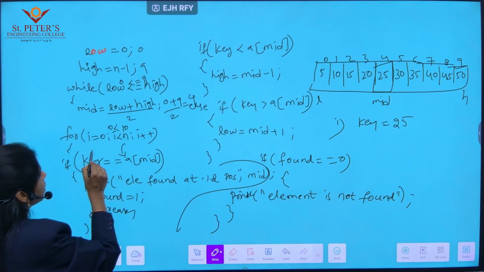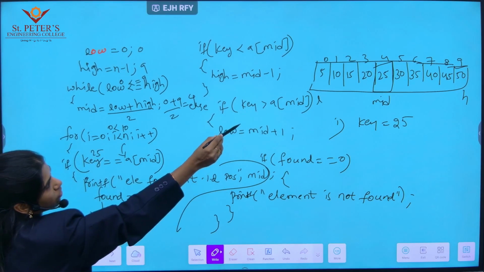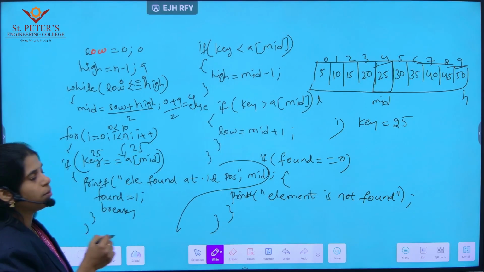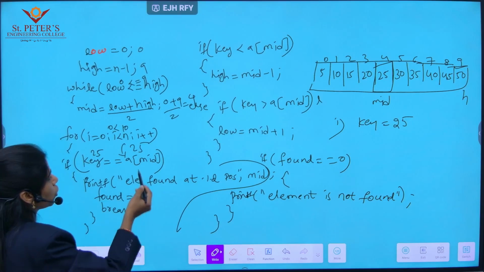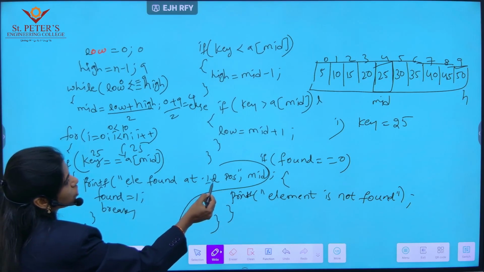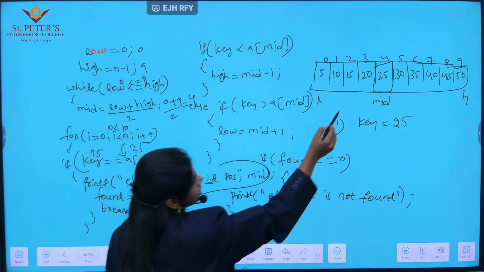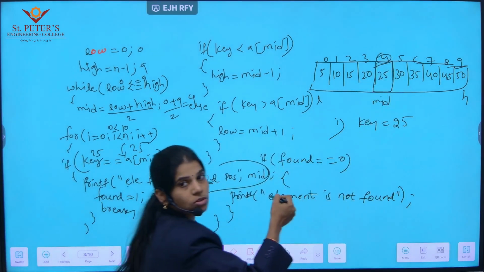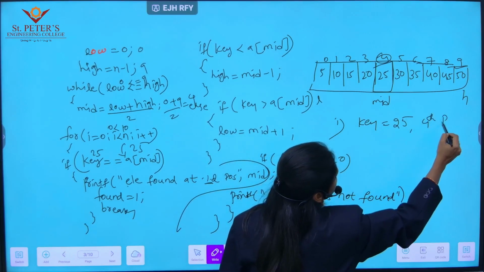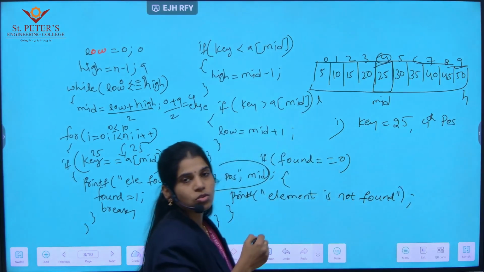What is the key value here? 25. What is the mid value? A of mid is 25. Is 25 double equal to 25? Yes, it is true. Then it is going to print element found at percentage position. In which position is it available? 4th position. So here we got the output as 4th position. So this is for the first case.